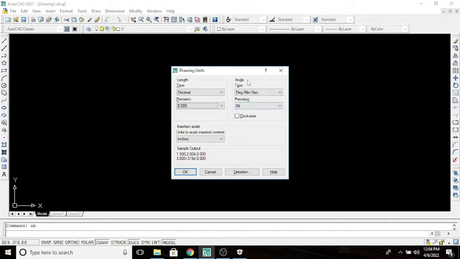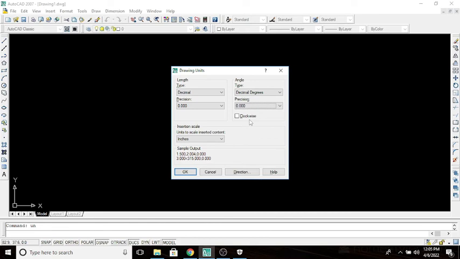Now if I talk about the angle type and angle precision, in case of meter or millimeter, the angle type would be decimal degree, because decimal means a point, so it also clearly shows that we are using millimeter or meter. And precision would also be 0.0 or 0.000, because the meter value would be in points.